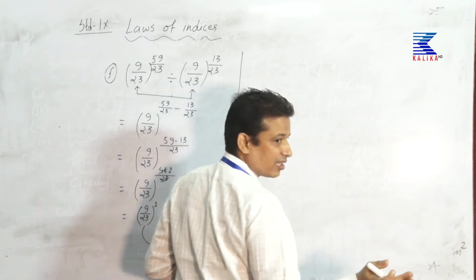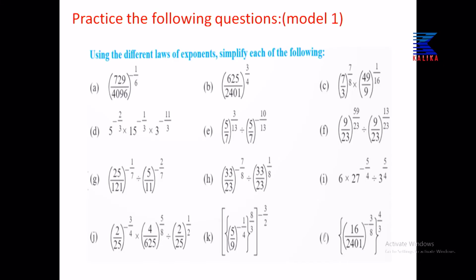You can see the question in the slide, please. Okay, let's see. I am now going to take one more example, and that is going to be question number K. You can see 5 over 9 to the power minus 1 by 4. Please look at question number K. You have seen it on the screen. Then there is a whole to the power minus 3 by 2.